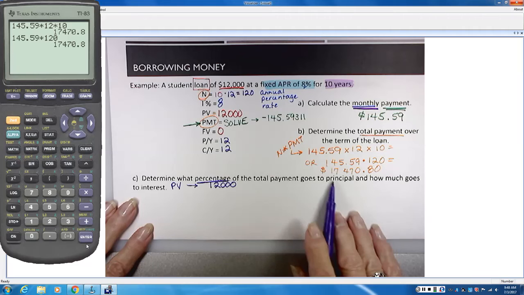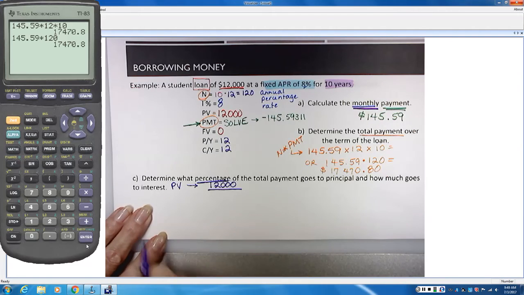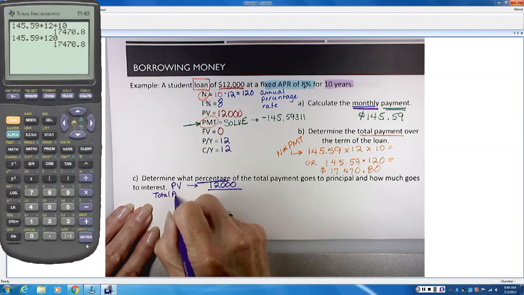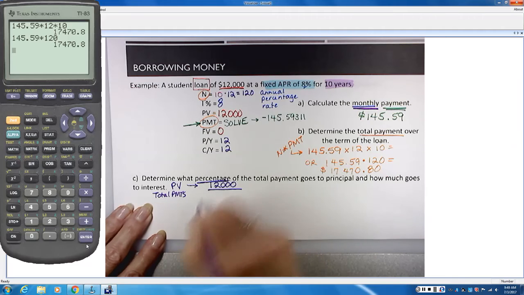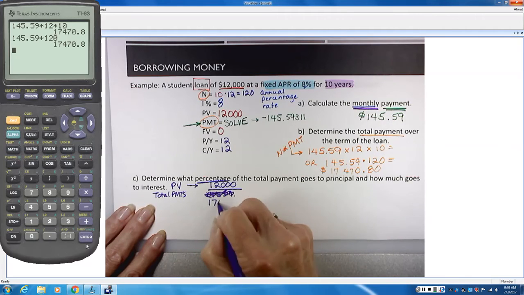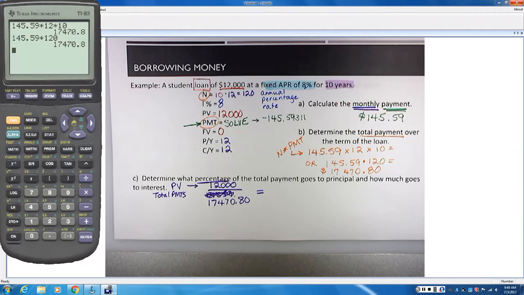So the part that goes to principal is going to be the 12,000 divided by the total amount of payments, which is the, I'm sorry, 17,000, looked at the wrong number. $17,470.80. So when we actually do that division, and since I've got that total payment amount right there, I should be able to type this in without messing up.